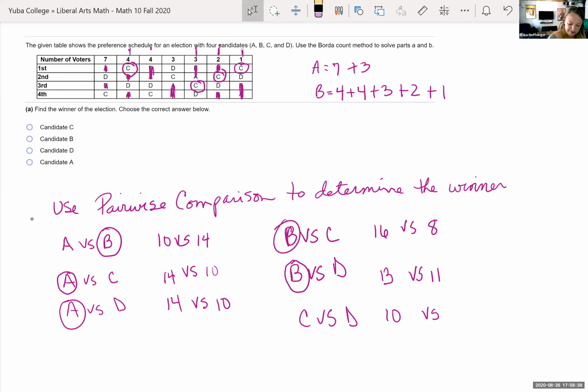So we have 7 plus, I did that wrong. I think I did that wrong. Because D was the winner here. Well, that's why I'm going back through. So 7 plus 4 is 11. 11 plus 3 is 14. Okay, I guess I didn't do it wrong. And so D has more votes than C.